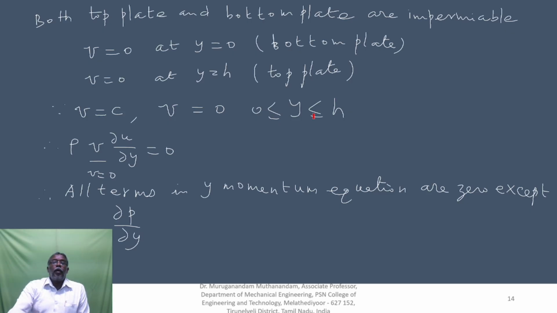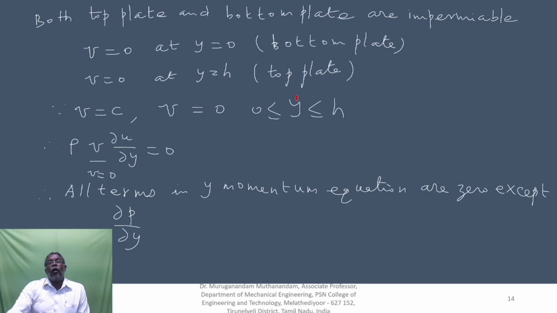Coordinate for y. At y is equal to 0, velocity is 0. At y is equal to h, velocity is 0. And velocity is also constant. Hence, everywhere it should be equal to 0. The y component of velocity is 0 everywhere within the flow domain. Not only at y is equal to 0 or y is equal to h, based on the continuity equation, it is also 0 in between the top plate and the bottom plate.